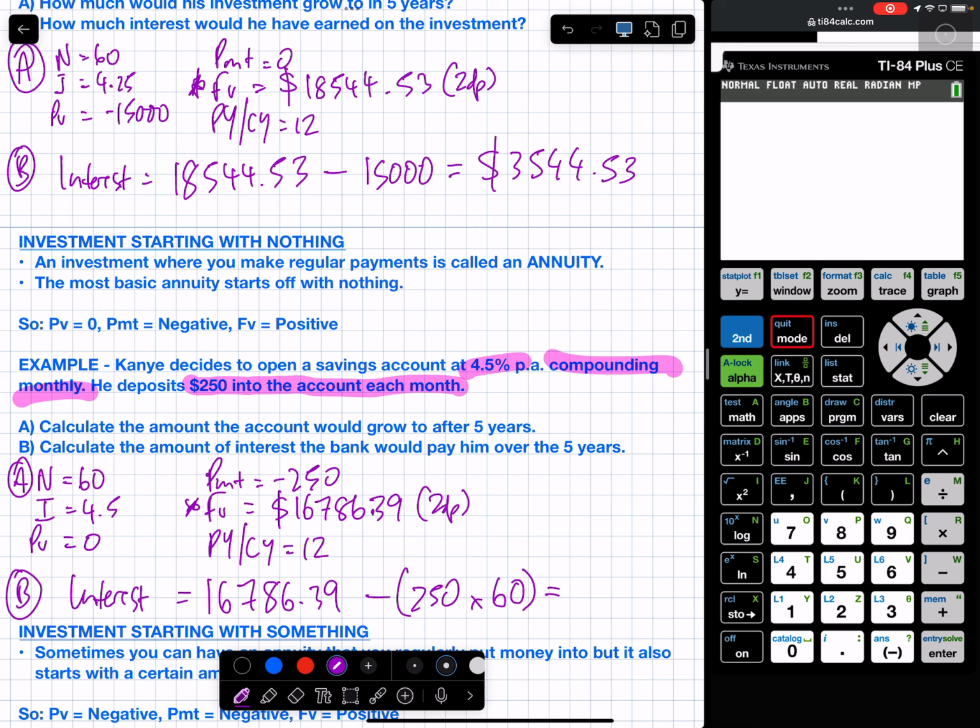So if I go on my calculator, second quit to go to the home screen, if I go 16,786.39 minus 250 lots of 60, the bank only paid him $1,786.39. So it's not as amazing as the previous one. Okay?